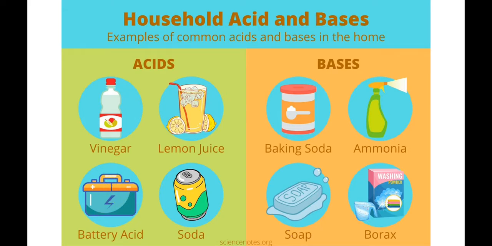Okay, other examples. As I said, vinegar, lemon juice, and also in cars you have sulfuric acid. They call it battery acid. And you can have a can of soda. Soda also has acid inside, but a weak acid. The acid is actually dissolved CO2. It is a very weak acid. And then bases also, as I said, baking soda and ammonia, but also less strong bases like soap and borax.